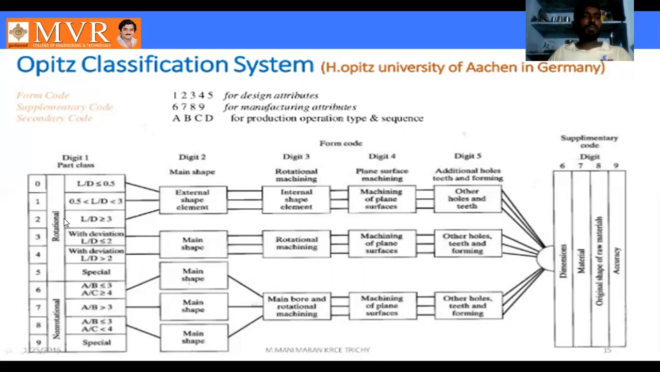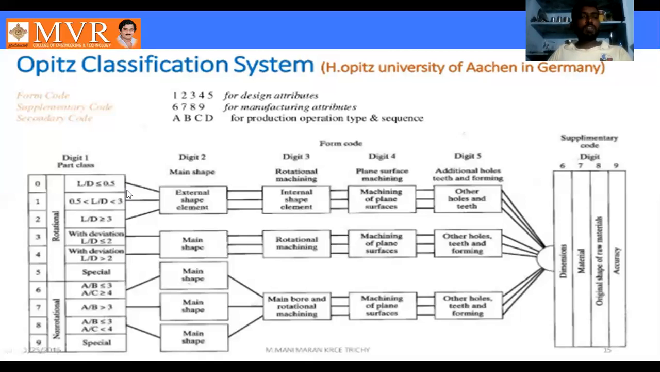See here, first of all, you go for digit 1. The first ones, 1 to 5, are design attributes, which are rotational. Then 6 to 9 onwards are non-rotational, which are manufacturing attributes. So we can go for manufacturing attributes.